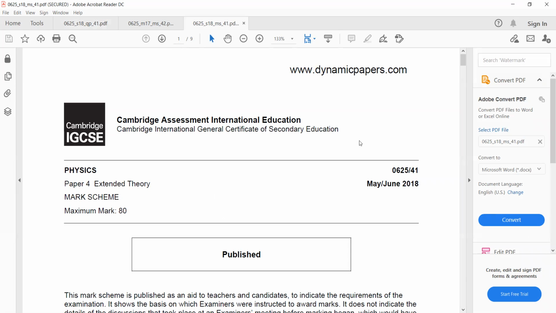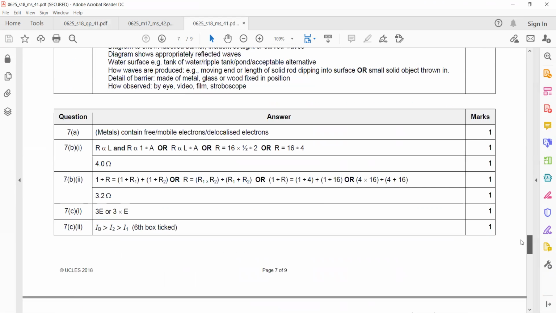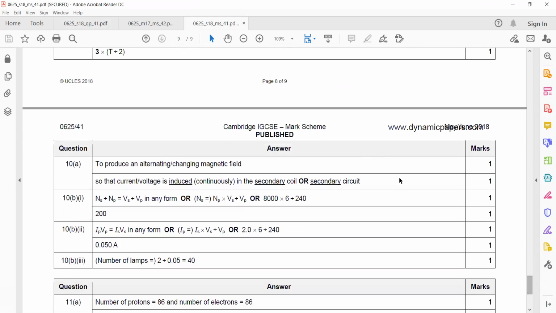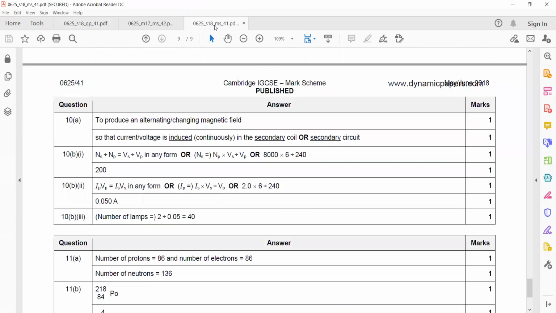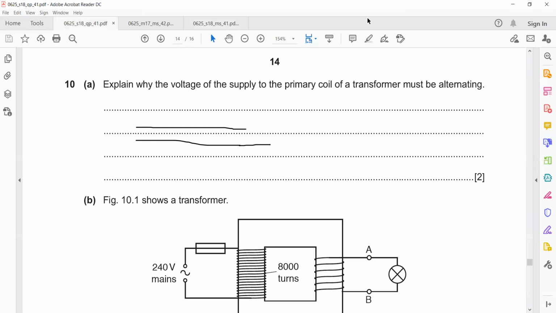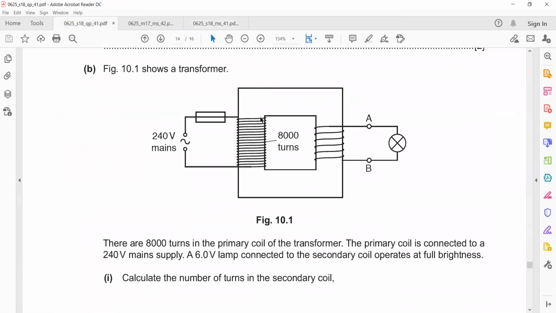Yes, AC produces a constant, continuous change in the magnetic field. So to produce an alternating or changing magnetic field, the current is induced continuously in the secondary. Otherwise, if we use DC and for a short instant we close the switch, it will produce EMF only for that short instant.